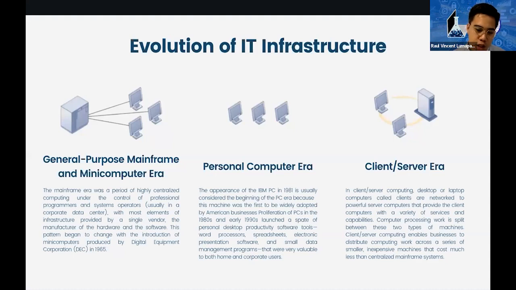And then we reach a point wherein personal computers are already used. You can connect personal computers. If you remember your networking, you need to use straight-through or crossover cable. If you want to connect two PCs with each other, you need to use a crossover so that you can have a peer-to-peer connection. And it's only limited to personal computer interaction.